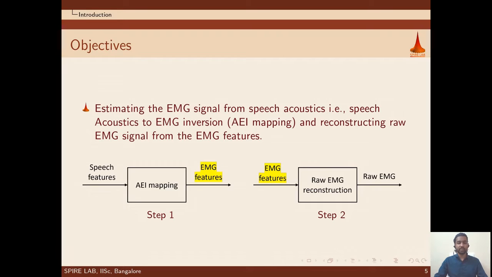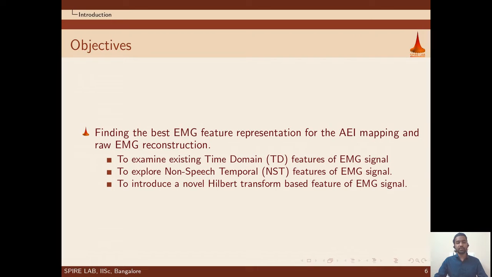There are mainly two objectives of this work. First is to estimate the EMG signal from speech acoustics, which is essentially divided into two steps, that is speech acoustics to EMG inversion or Aei mapping as we call in this work, and then reconstructing raw EMG signal from the EMG features, which is step 2. To do this, we find the best EMG feature representation for the Aei mapping and raw EMG reconstruction.